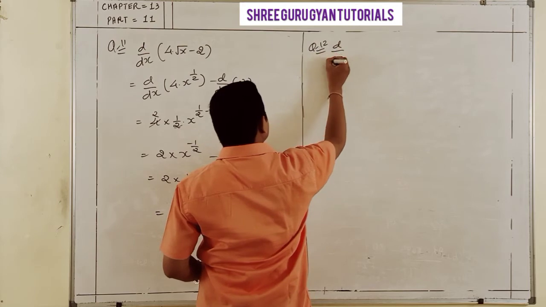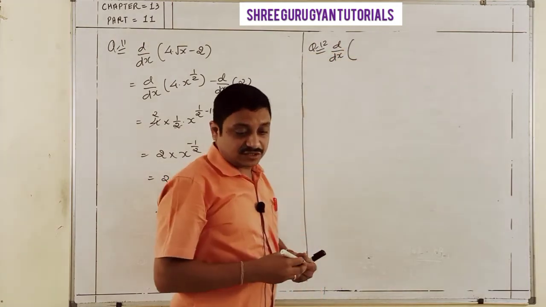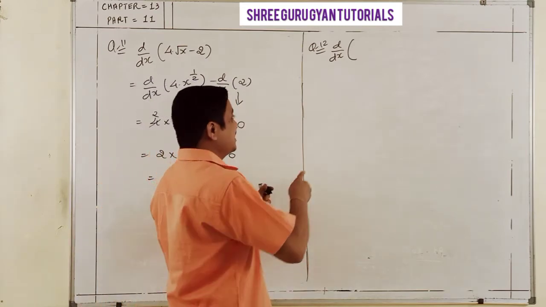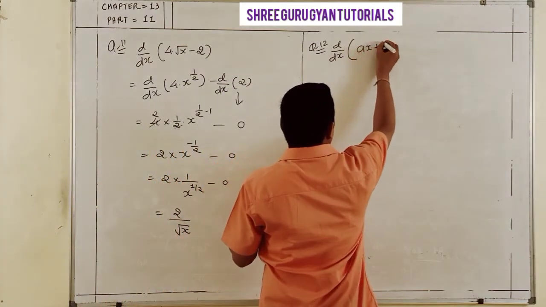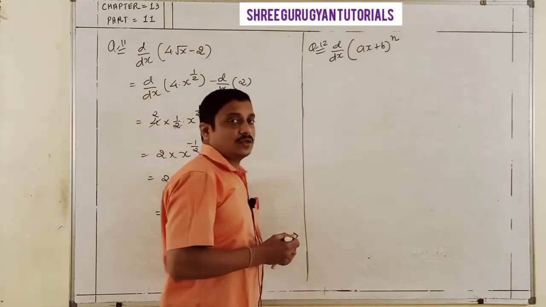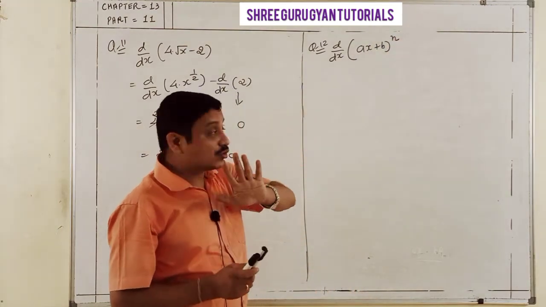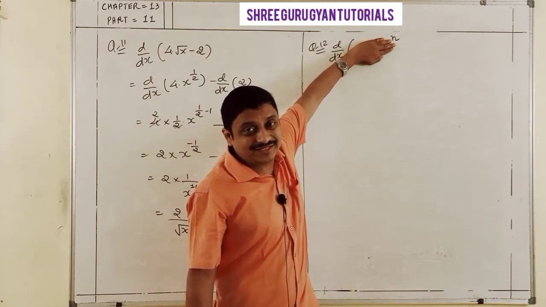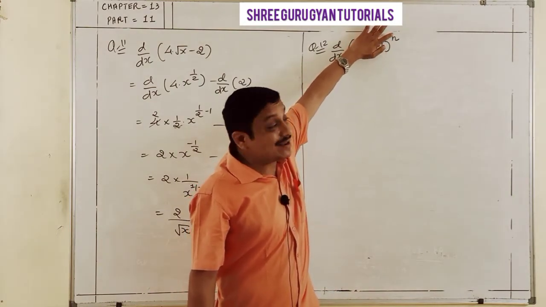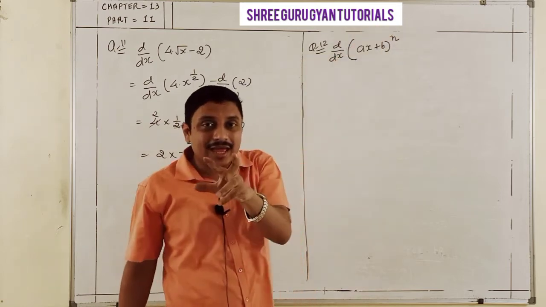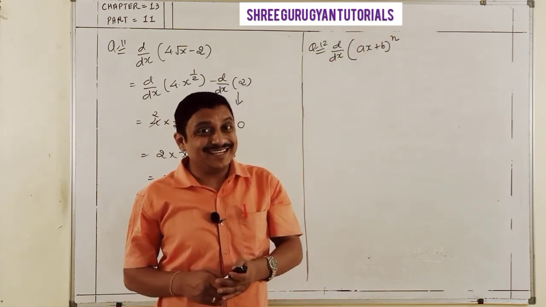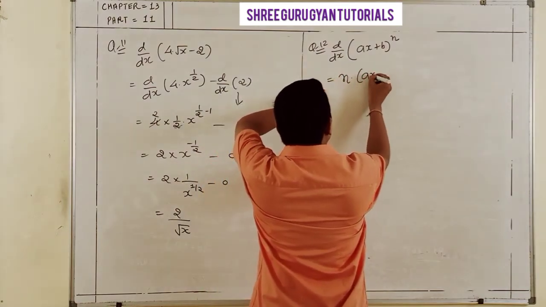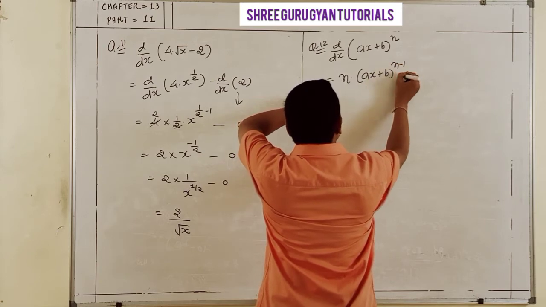d/dx of, in the same version, the 12th one. Now we start our chain rule here, students: ax plus b raised to n power. In chain rule, you just focus here. This part you just consider as x, and this exponent is n. The derivative of x raised to n, you know, is n x raised to n minus 1. So your n times (ax plus b) raised to n minus 1.